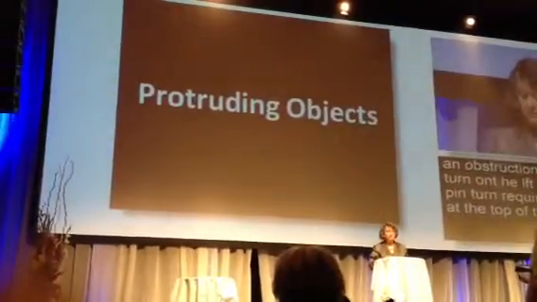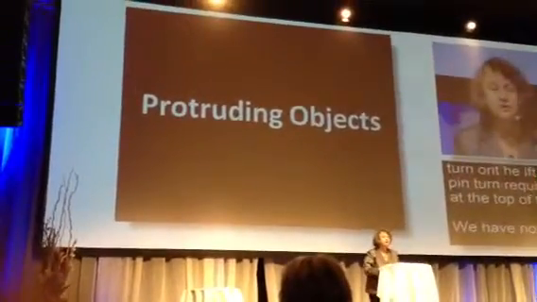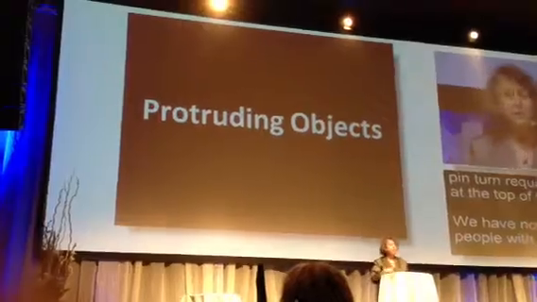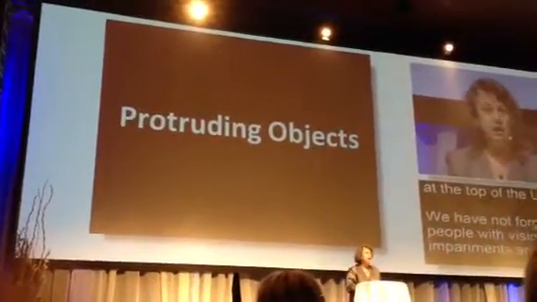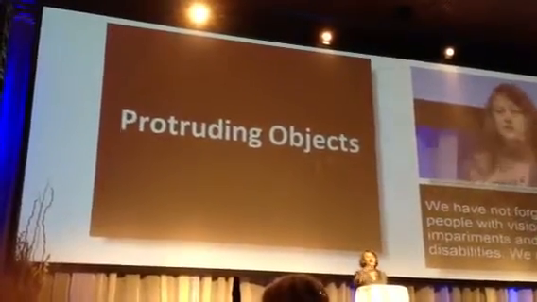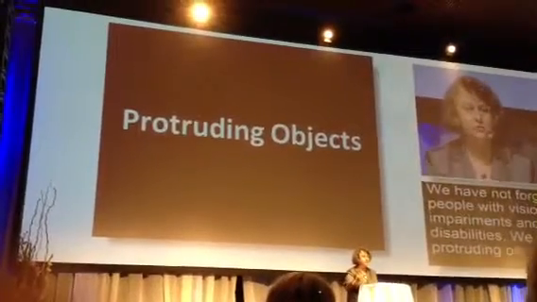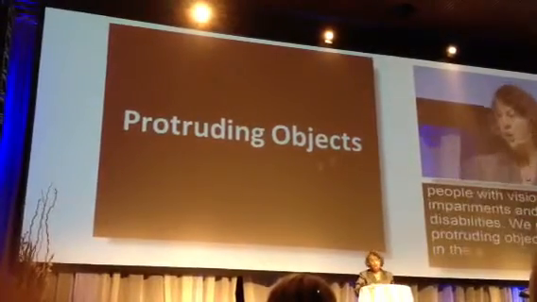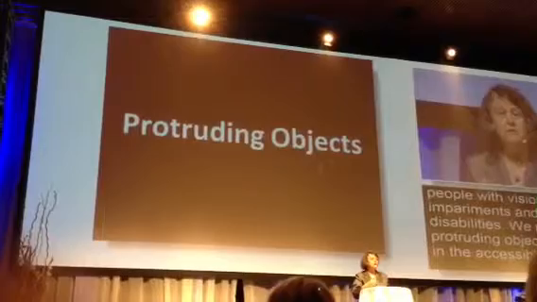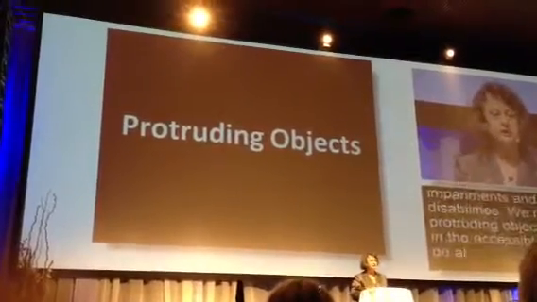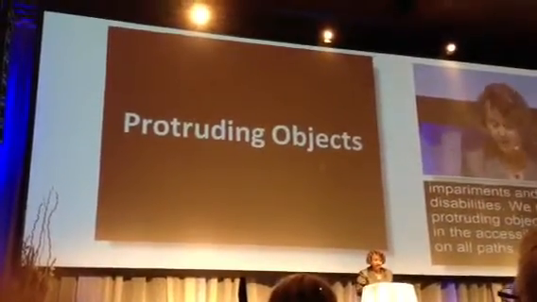We have not forgotten people with vision impairments and other disabilities. We regulate protruding objects along all circulation paths, not just in the accessible route used by wheelchair users, but on all circulation paths. And we make sure that the protruding object is detectable by someone using a white cane.